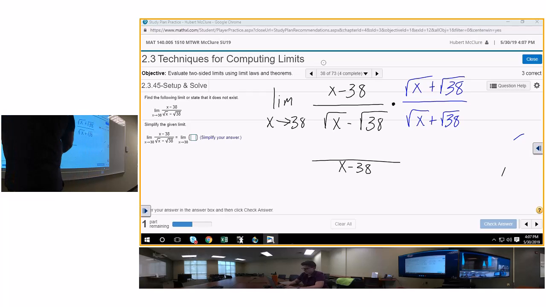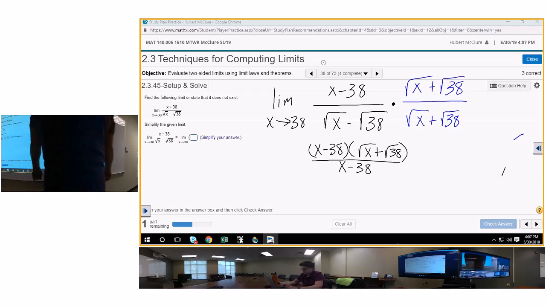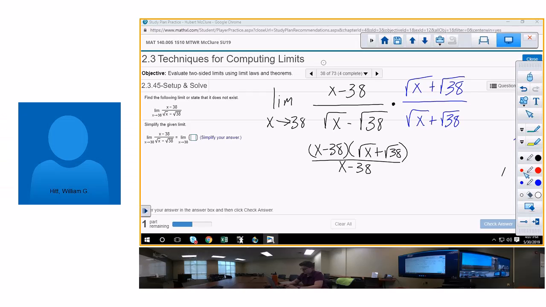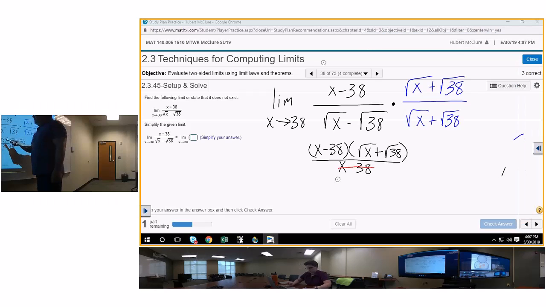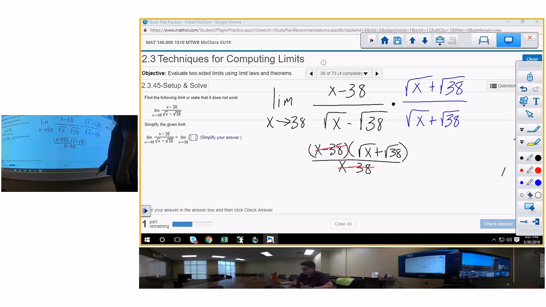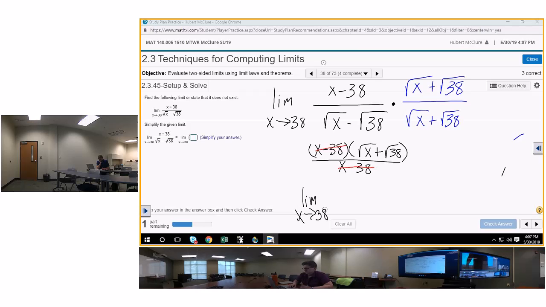And the top, we're going to get x minus 38 times square root of x plus square root of 38. Now what happens? X minus 38's cancel. X minus 38's cancel. And now you're left with just a regular limit. As x approaches 38, what is my y going to approach?